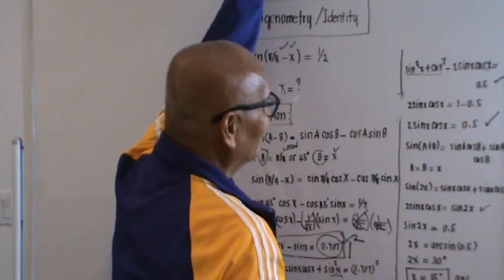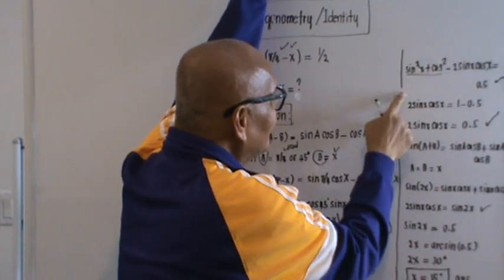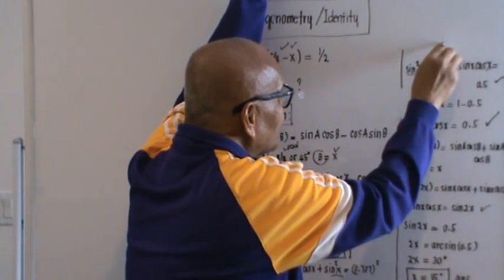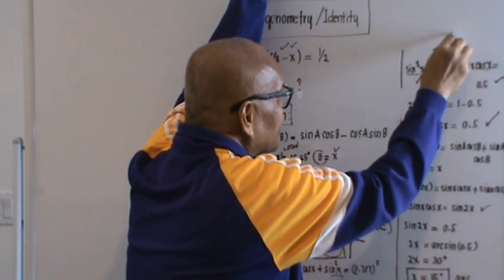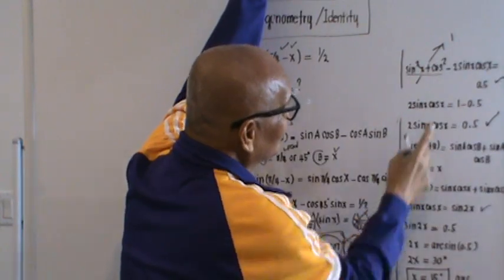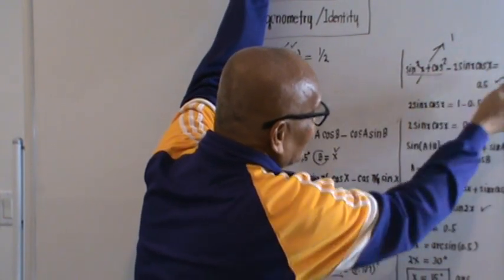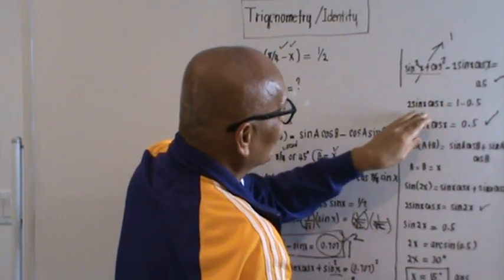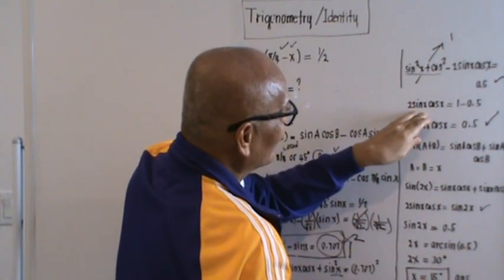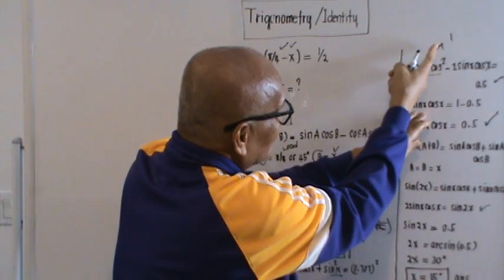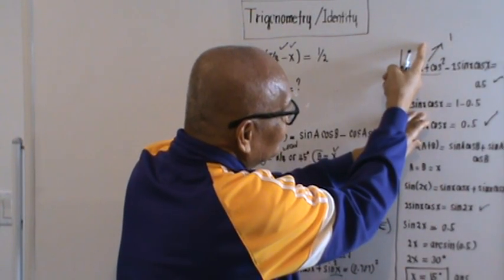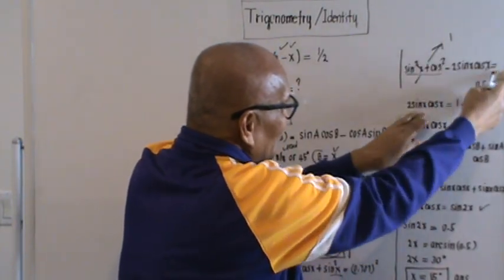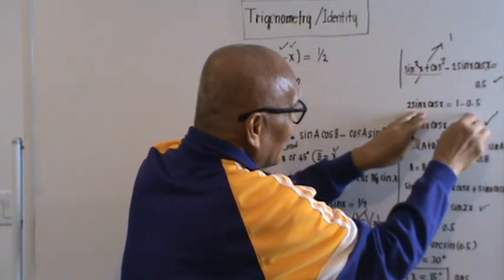So what will happen? This should be 1, right? Sine square of x plus cosine square of x is actually 1. This is negative, so we'll transpose that to the right. Then we try to rearrange. What will come out will be twice sine of x cosine of x, and they should be equal to, this will remain on the left. Okay, we'll transpose this to the left. So 1 minus 0.5 will be 0.5.